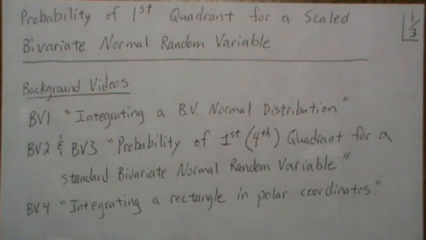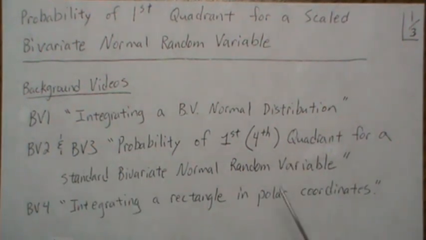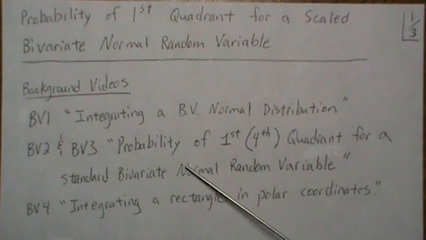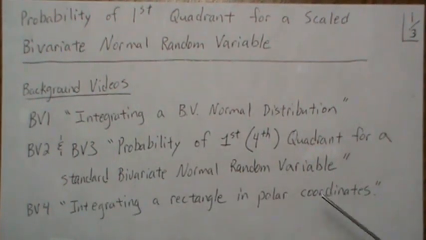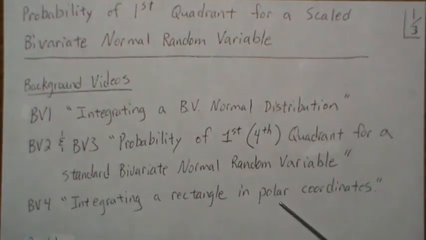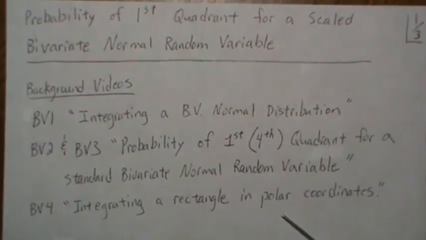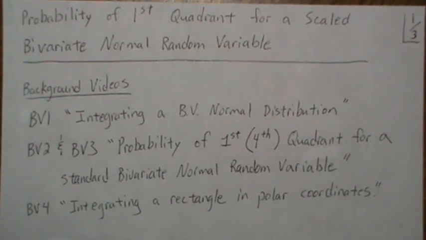I have some background videos integrating a bivariate normal distribution. There we show that it integrates to 1. Here we calculate some probabilities where we're in a standard bivariate normal case, and we're going to make use of BV4, which is integrated in a rectangle and polar coordinates.